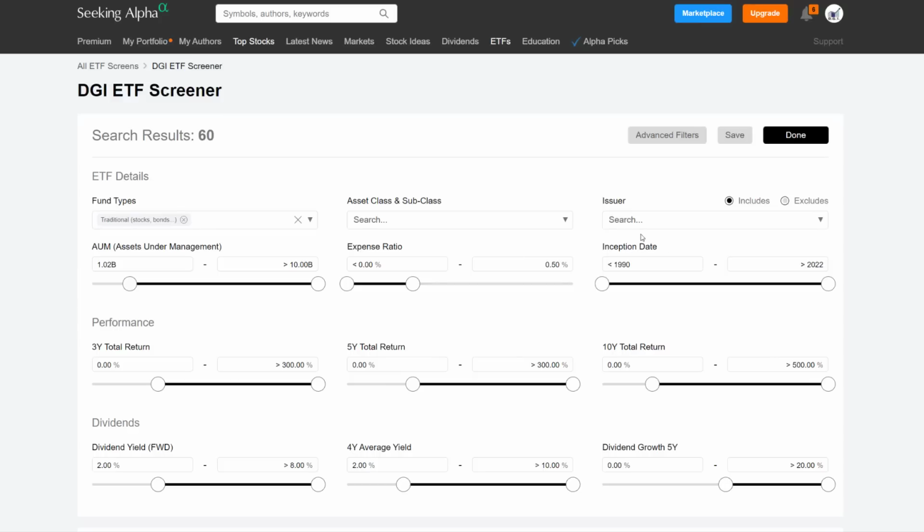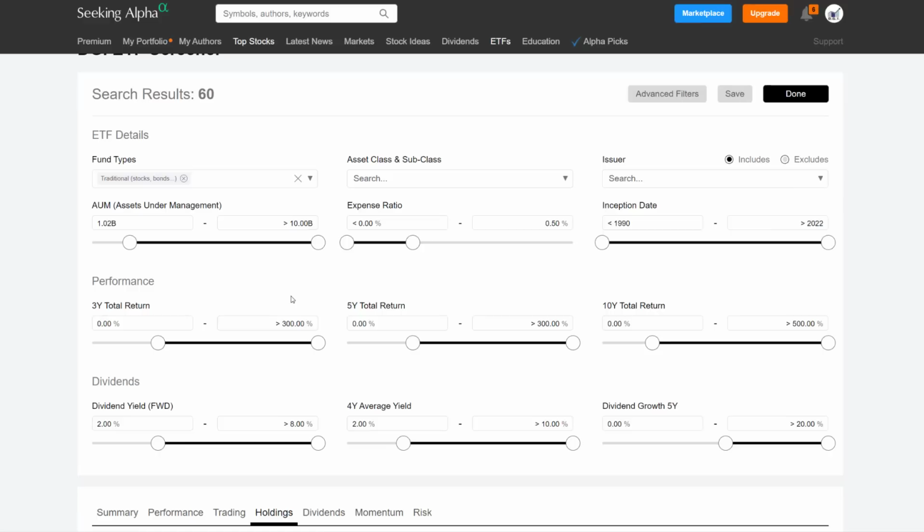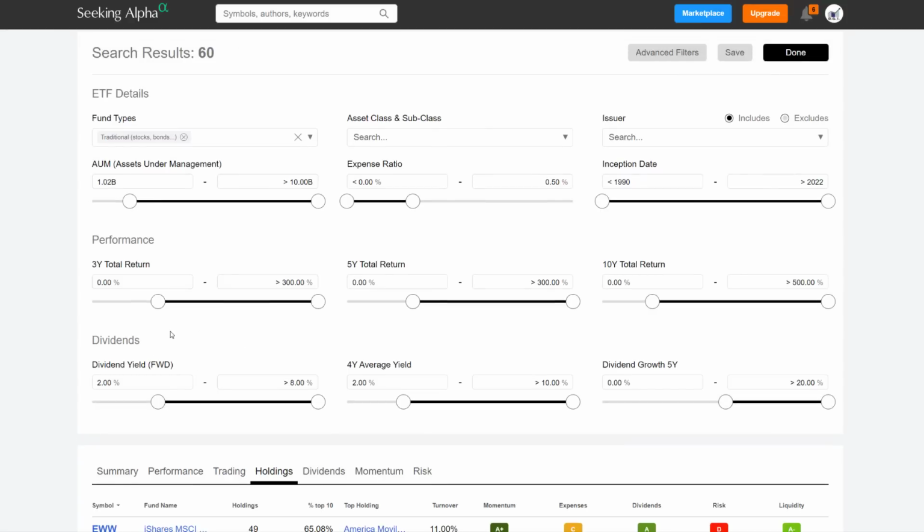Then the next thing that I like looking at is the inception date. The inception date is great to look at because the further back it goes, the more historical data you have when analyzing the investment. So you can see how the ETF has performed in bull and bear markets. That's really why I like the inception date. Then moving on, we still have the same metrics from before: the performance, the total return, which is the dividend plus the capital appreciation, as well as the forward dividend yield, the 4-year average, and the dividend growth.